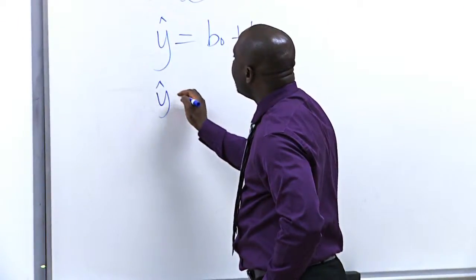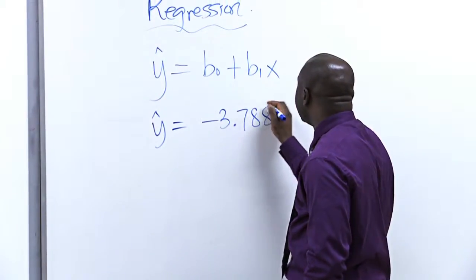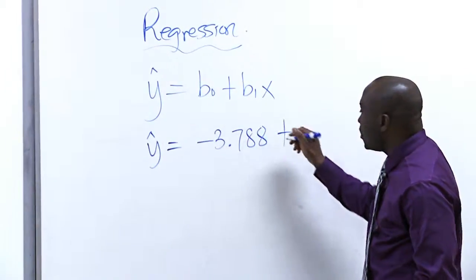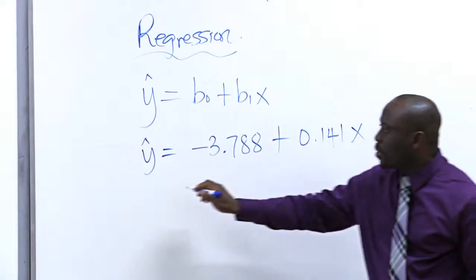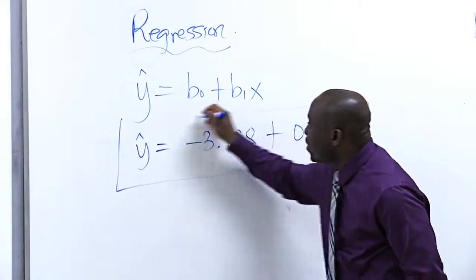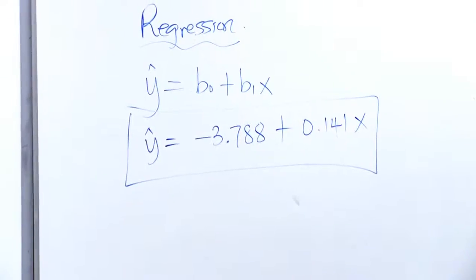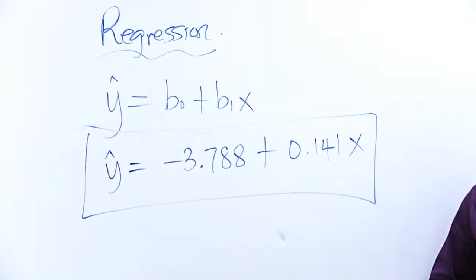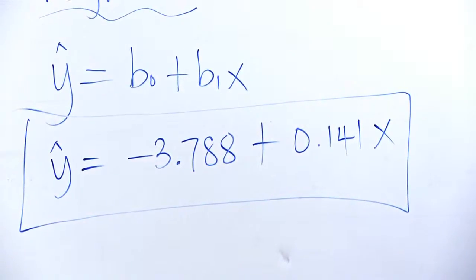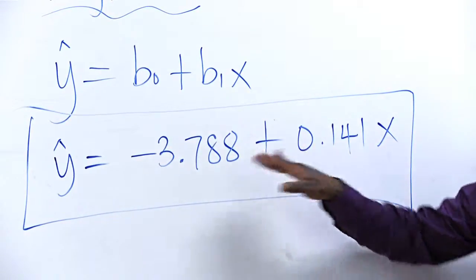So y bar is equal to B0, which is negative 3.788, plus B1, which is 0.141x. This is the linear regression line. And the linear regression line is kind of similar to what you did in 097, where you said y is equal to mx plus b. Remember that?